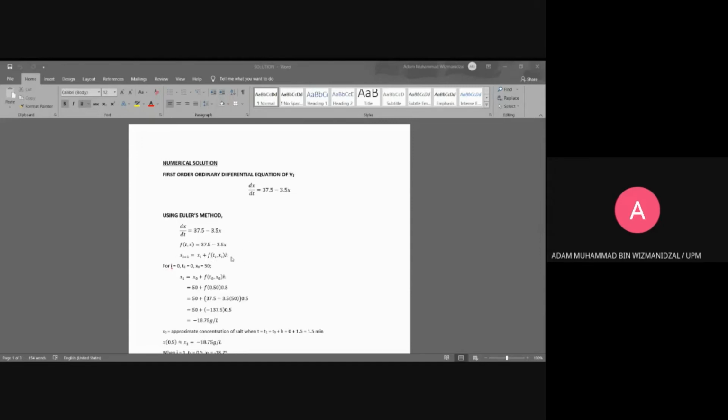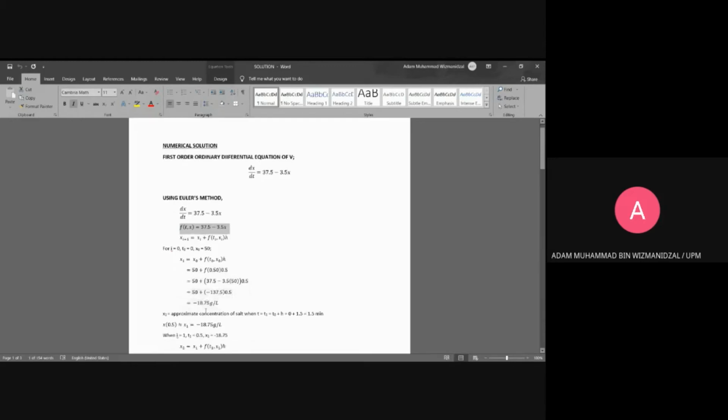By using this literal equation, we input the h, t0, and also x0, which is 50, we can get the approximate amount of x1. So by putting the value, which is 50 plus f in a bracket 0.5 times 0.5, we put this equation, getting from this, which is 37.5 minus 3.5 times 50. So we can get the value of negative 18.75 gram per liter. This is by using the step of 0.5.